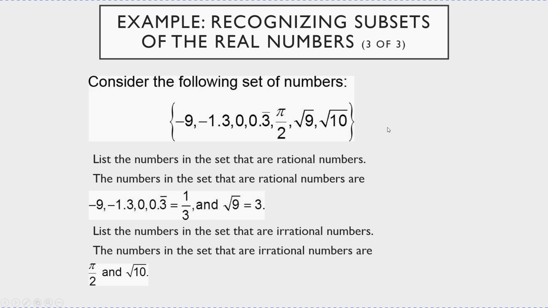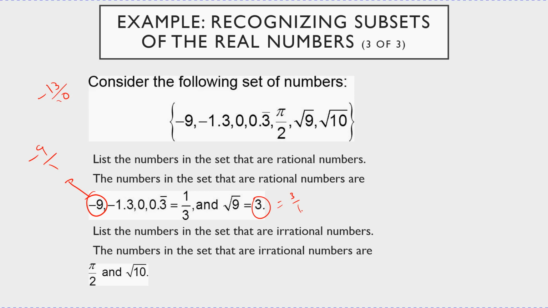The rational numbers are numbers that can be expressed as a fraction of two integers. Well, there's a bunch here. -9. You might think, isn't that just an integer by itself? Well, -9 can be written as -9/1. -1.3 is -13/10. 0.3 repeating is 1/3. And the square root of 9 is 3, which can be expressed as 3/1. So that's a rational number.